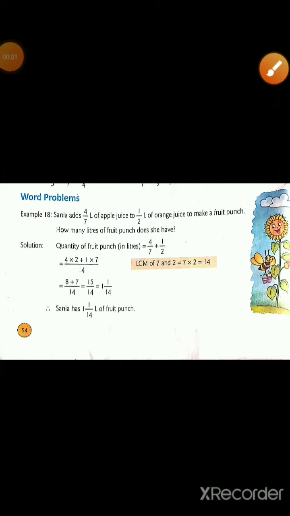Hello students, today's topic is word problems related to fractions. So turn to page 54.